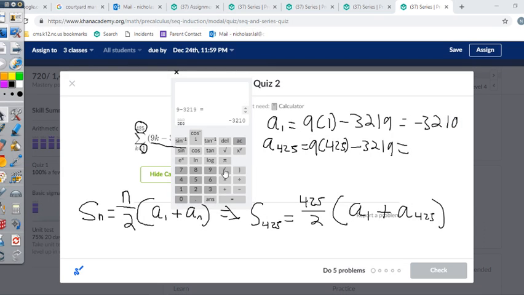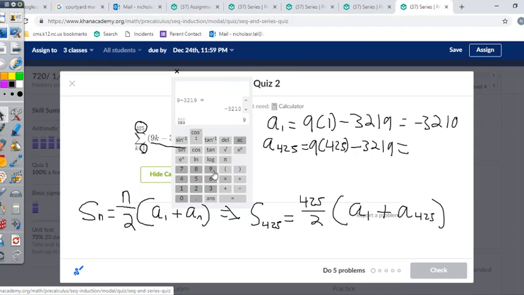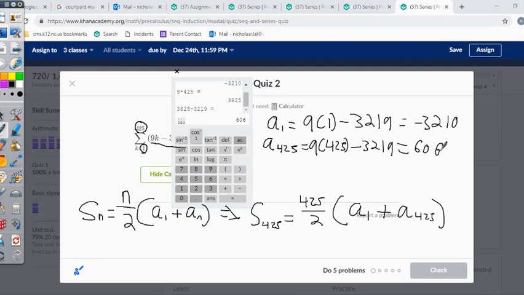And this next term is going to be 9 times 425 minus 3219. That's going to be equal to 606.